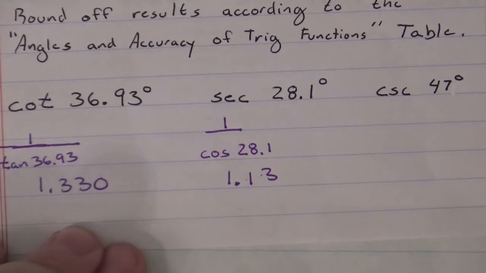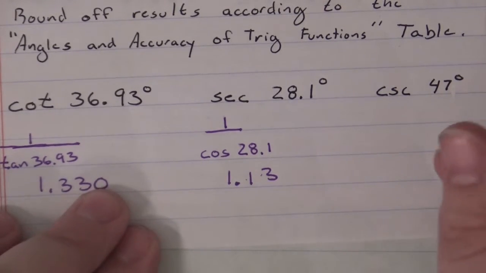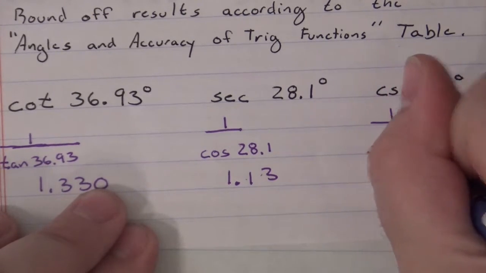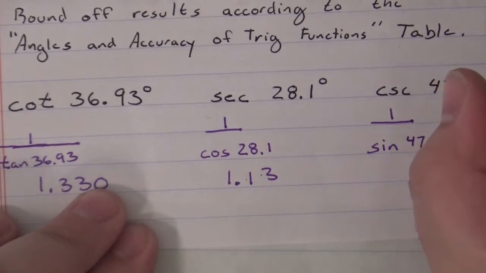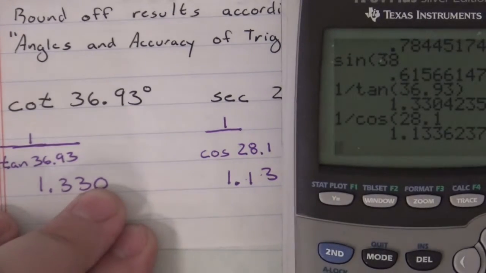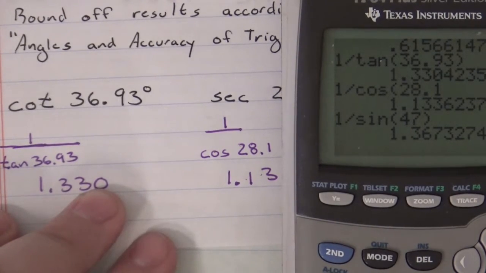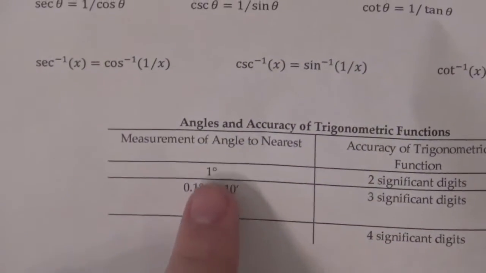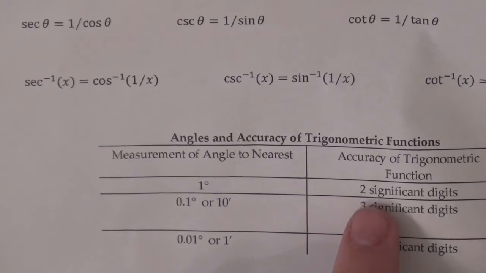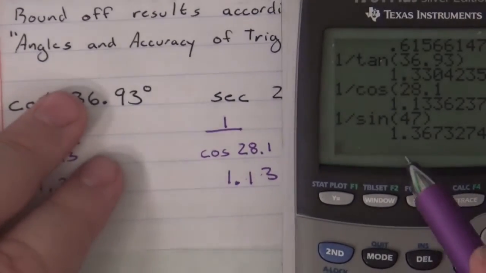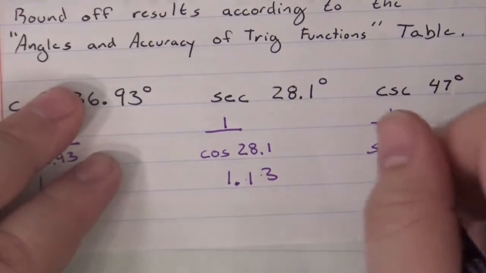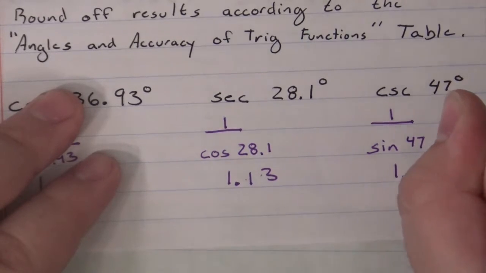Let's do this last one together. Cosecant. Well, according to the formula sheet, it says 1 divided by sine of theta. In this case, it's going to be 47 degrees. And when we work that out, we're going to say 1 divided by sine of 47. We get 1.36 and so on. And since our original angle happened to be to the nearest whole degree, we're going to round our final answer to 2 significant digits. That's going to be 1, 2. That 6 tells that 3 to go up. So our final answer in this case is going to be 1.4.